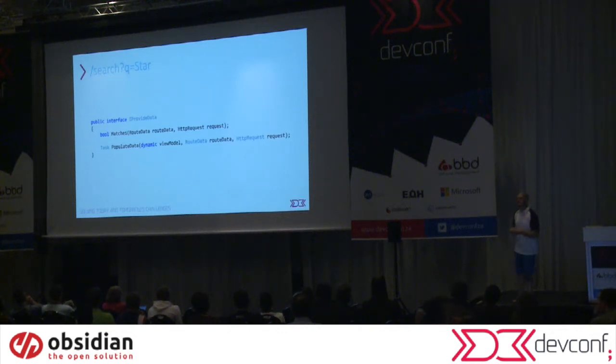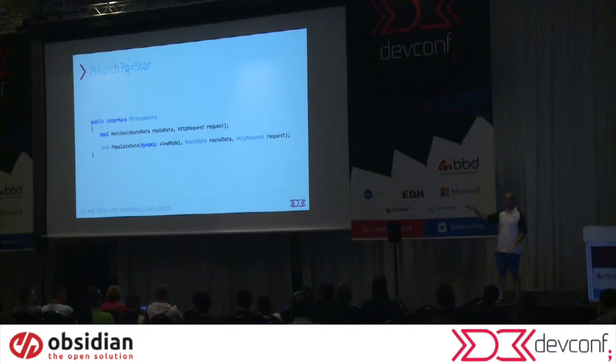The first is match. So what does this mean? When your application starts up, when your app pool for your web server starts up, it'll go through all of the types that it has in its app domain. Find all of them that implement this I provide data, and when a request comes through for the search page or the search URL, it then asks all of those, let's say there's 100 components, hey, do you match this URL? Do you match this URL?